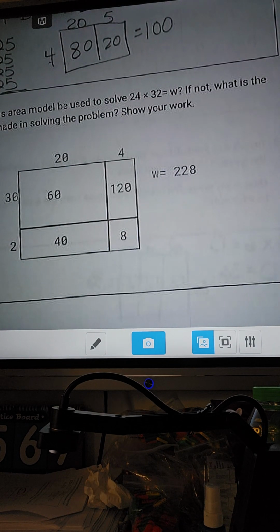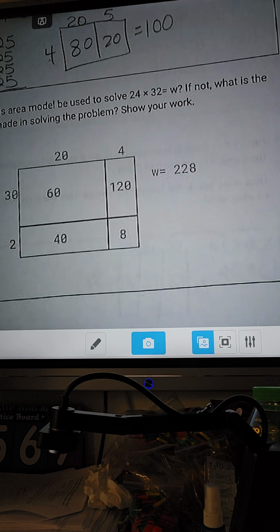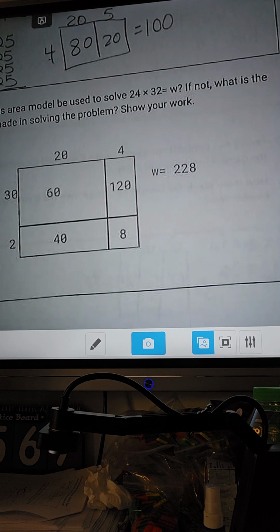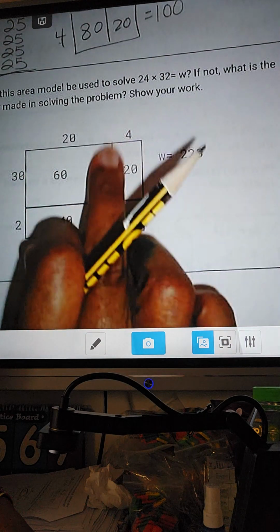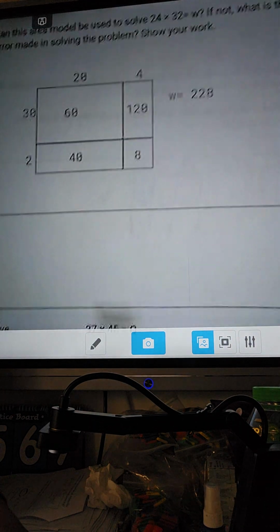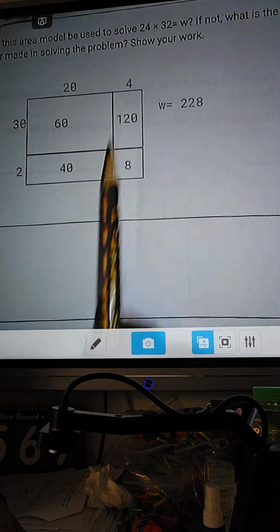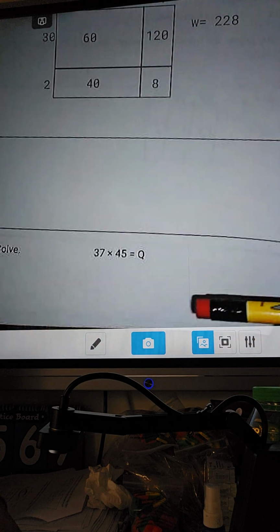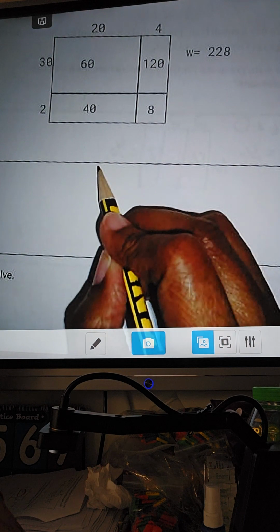All right, number 4, can this area model be used to solve 24 times 32 equals W? If not, what is the error made in solving the problem? Show your work. So in order to show your work, you actually have to do the problem and compare it to what they did. So don't just sit here and try to look at it and figure it out. Do the problem yourself and then compare it to what's already been done.